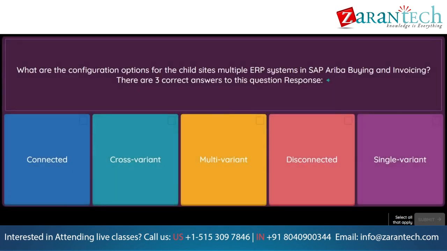Question: What are the configuration options for the child sites multiple ERP systems in SAP Ariba buying and invoicing? There are three correct answers to this question. Response: Option 1. Connected. Option 2. Cross-variant. Option 3. Multivariant. Option 4. Disconnected. Option 5. Single variant.